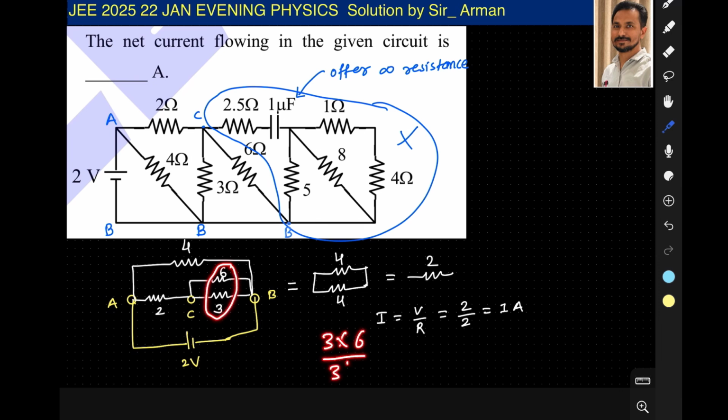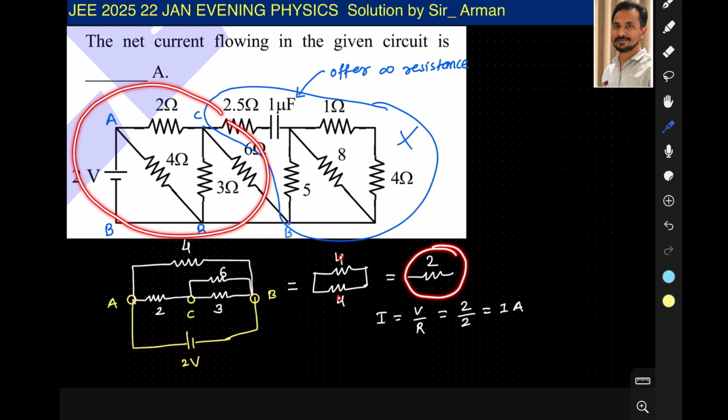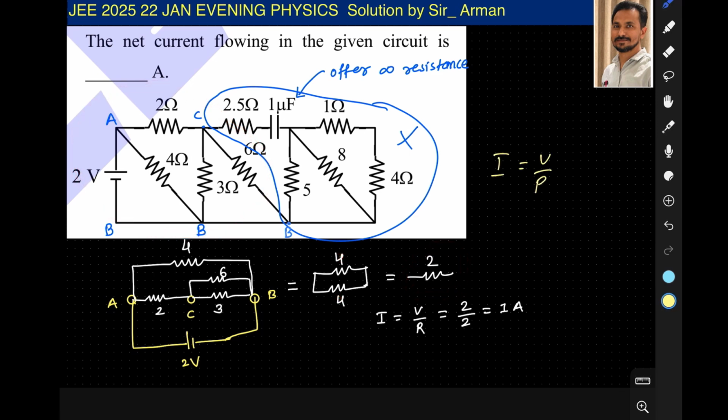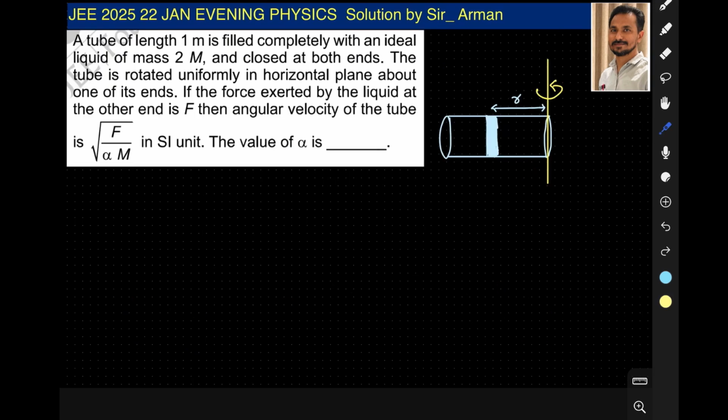अगर आप इन दोनों का इक्विवेलेंट निकालेंगे 6 और 3 का, सो ये हो जाएगा 3 इंटू 6 बाई 3 प्लस 6, यानी ये हो जाएगा 18 बाई 9 यानी 2। मीन्स इन दोनों का इक्विवेलेंट हो जाएगा 2 ओहम। सो 2 प्लस 2 यानी ये जो पूरा पार्ट है ये हो जाएगा 4 ओहम, और यहाँ भी 4 है तो इसका इक्विवेलेंट ये रहा, राइट। और ये 4 और 4 है तो इन दोनों का इक्विवेलेंट हो जाएगा 2, यानी कि ये पूरे सर्किट का जो इक्विवेलेंट है ये हो गया 2 ओहम, राइट। और हमें पता है करंट I इज इक्वल्स टू V बाई R, तो वोल्टेज है 2, राइट। सो 2 बाई 2 ये हो जाएगा 1 एम्पियर.